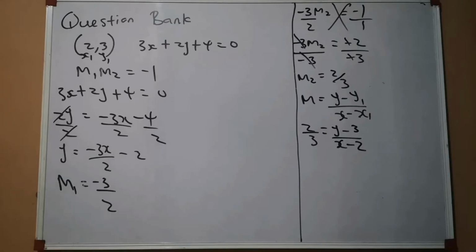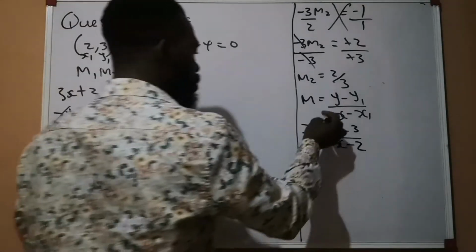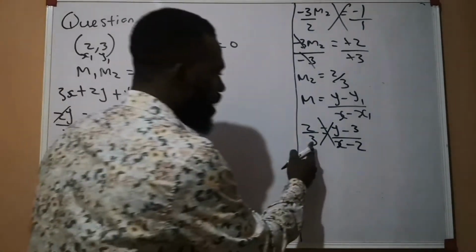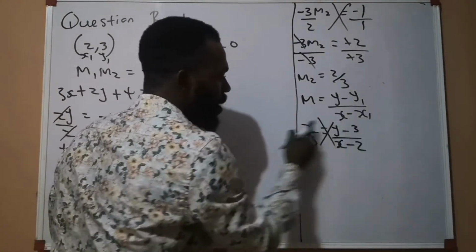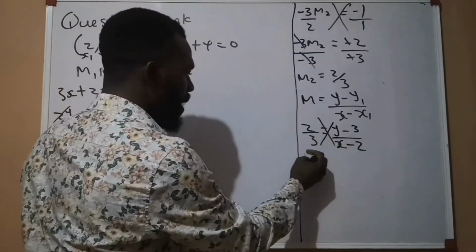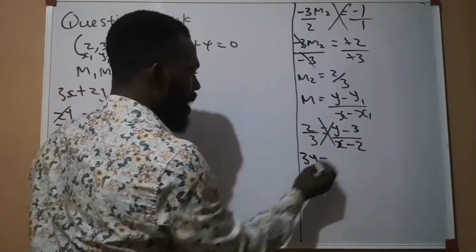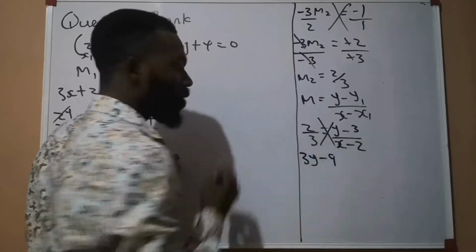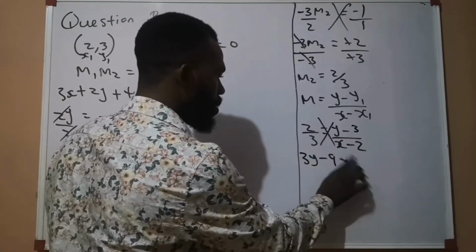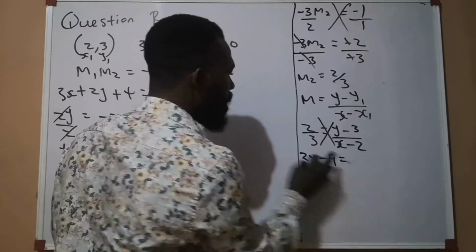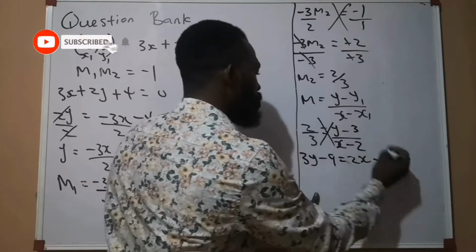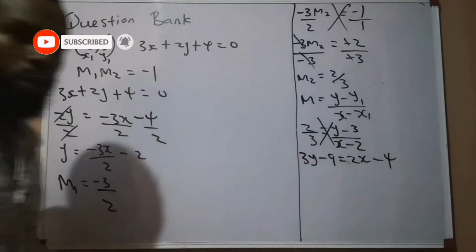Now, let us proceed. What I'm going to do now is that I will cross multiply. Now, when I cross multiply, we're going to have this. 3 multiplies y minus 3 and 2 multiplies x minus 2. Now, 3 times y gives us 3y, minus 3 times 3 gives us 9. Okay? Equal to 2 times x gives us 2x, minus 2 times 2 gives us 4.